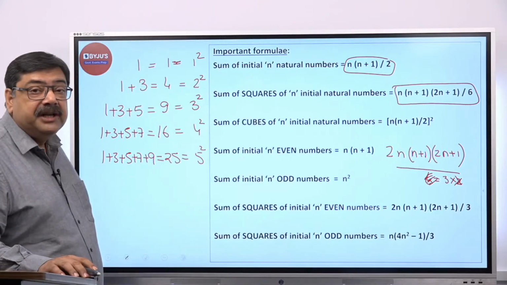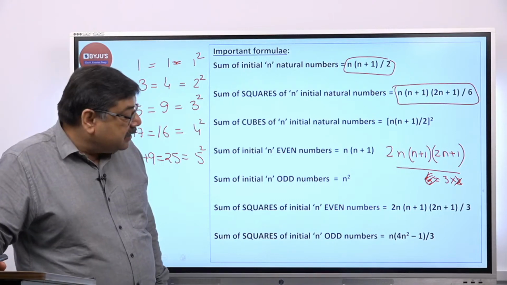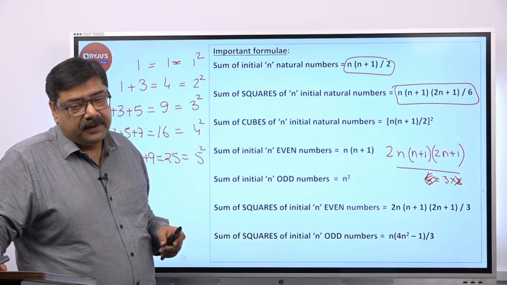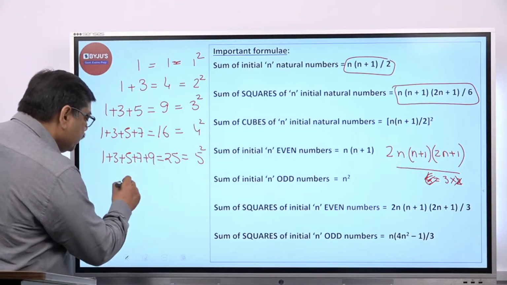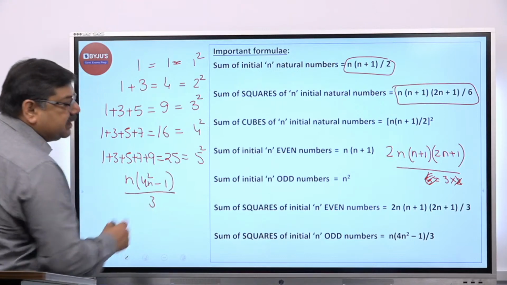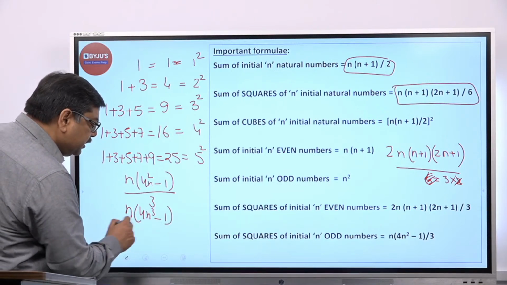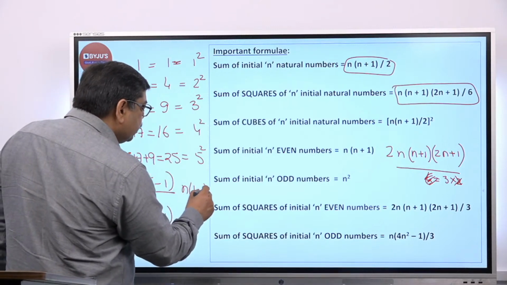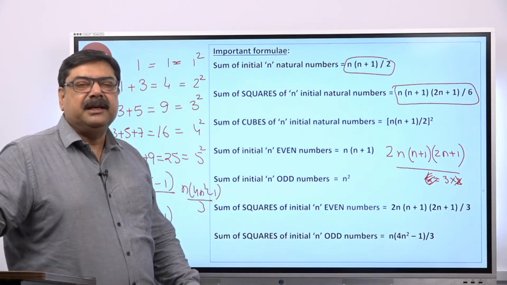Sum of squares of initial n odd numbers. शुरुआती n विषम संख्याओं के वर्गों का जोड़. That is nothing but n into 4n square minus 1 by 3. उसको बार बार एक बार लिखें आप, and then I think you should be able to memorize it. Alright, so just write it down three times. N into 4n square minus 1 by 3. That's it. You'll be able to memorize this.